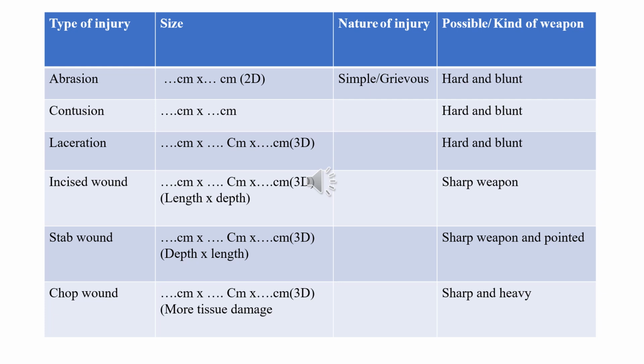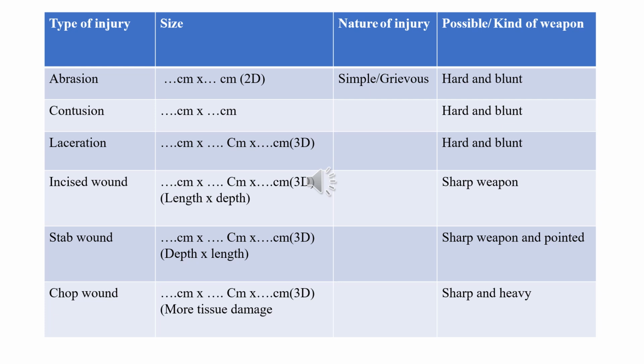For example, abrasion. See in the first column, it is the type of injury. Now, its size is in centimeters and it is always two-dimensional and it is caused by a hard and blunt weapon. So the definition will be: abrasion is a type of mechanical injury which is two-dimensional and caused by a hard and blunt weapon and in which the superficial layer of the skin is damaged. Similarly, you can remember the contusion, which is also two-dimensional and caused by a hard and blunt weapon.